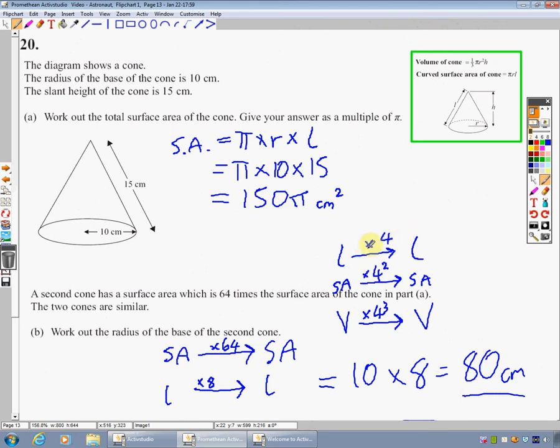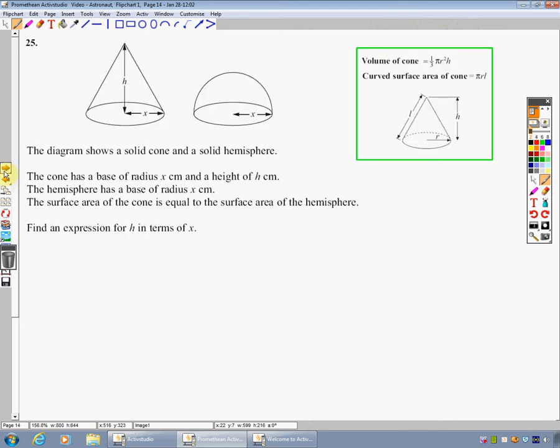The diagram shows a solid cone and a solid hemisphere. The cone has a base of radius x and a height of h. The hemisphere has a base of radius x, and the surface area of the cone is equal to the surface area of the hemisphere. So let's remember our surface area of a sphere. Surface area of the hemisphere, it's 4 pi r squared, halved, plus an extra pi r squared for the circle, wasn't it? Pi r squared, not pi squared. And the surface area of the cone, well, we've got a formula for that here.